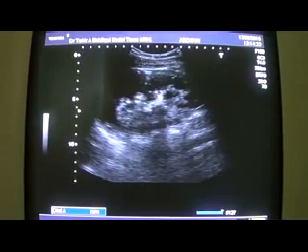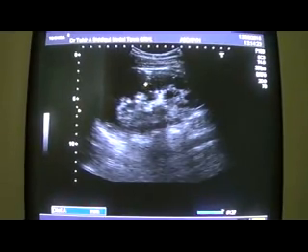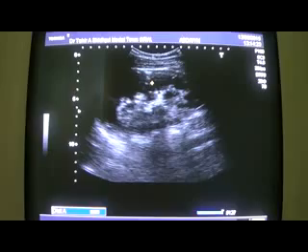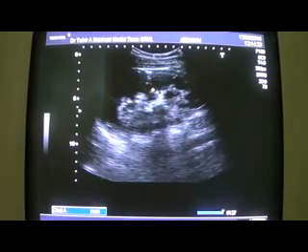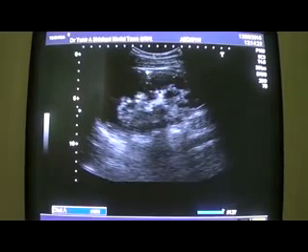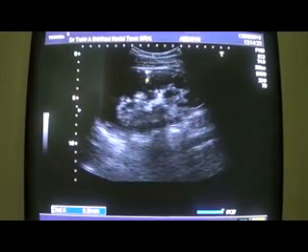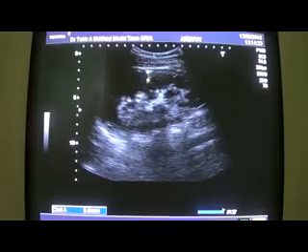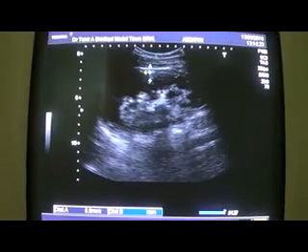Now you see this tiny tubular structure is the arcuate vessel, and this is the pyramid. This is the cortex of the kidney. Cortex measures 8.8 mm and is normal.